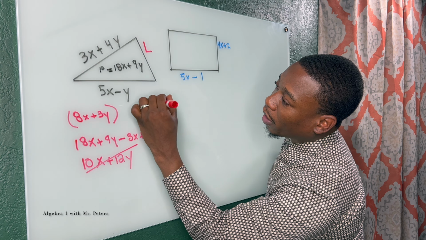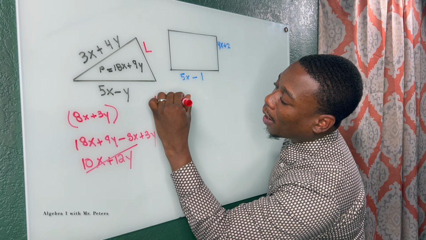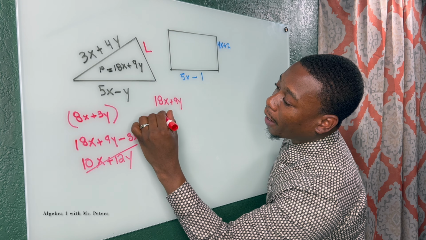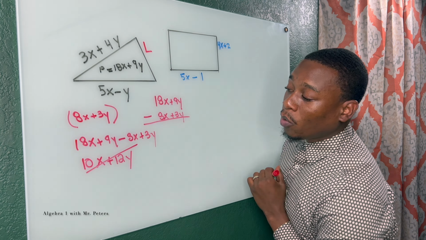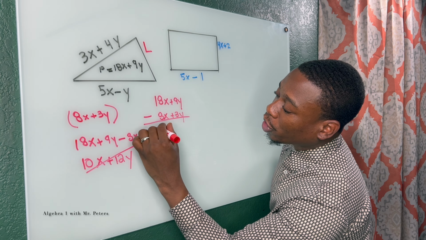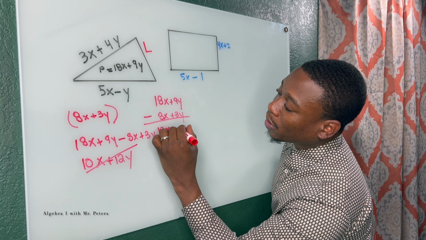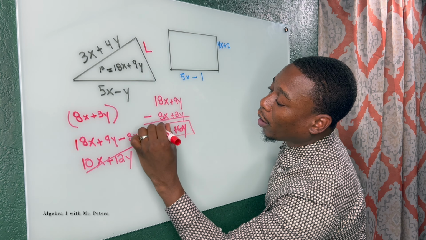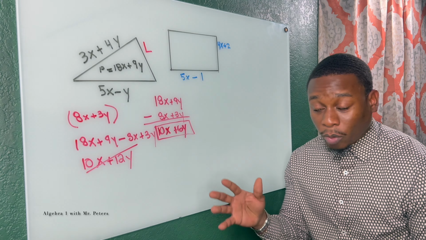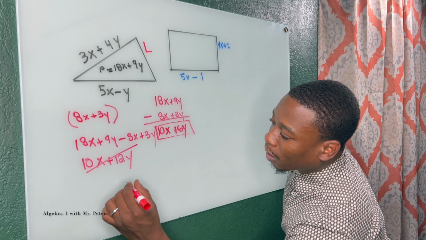We have our perimeter on top, 18x plus 9y, and we're going to subtract 8x plus 3y. Now, once we go in, our correct answer should be 10x plus 6y. This is the correct answer. Another way that we could write it and solve is like this.